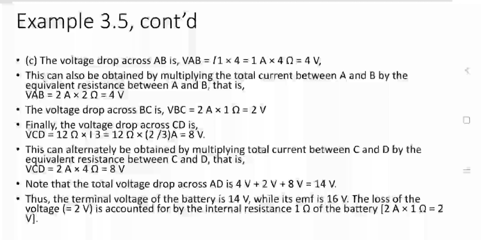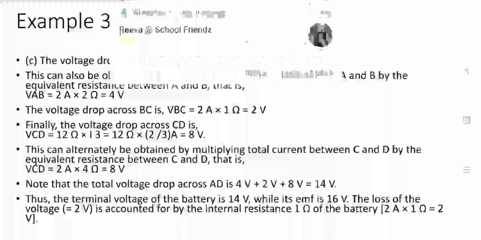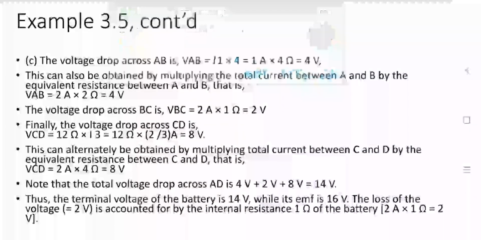Now between B and C, I is 2 ampere and the resistor is 1 ohm. So 2 into 1 equals 2 volt. Now between C and D, I3 R3. So 12 ohm into I3, which we have obtained as 2 by 3 ampere. So 12 ohm into 2 by 3 ampere equals 8 volt. For the 6 ohm resistor, the current we obtained is 4 by 3 ampere into 6 ohm. So again the voltage drop is the same, 8 volt. So here we have VCD equal to 8 volt.